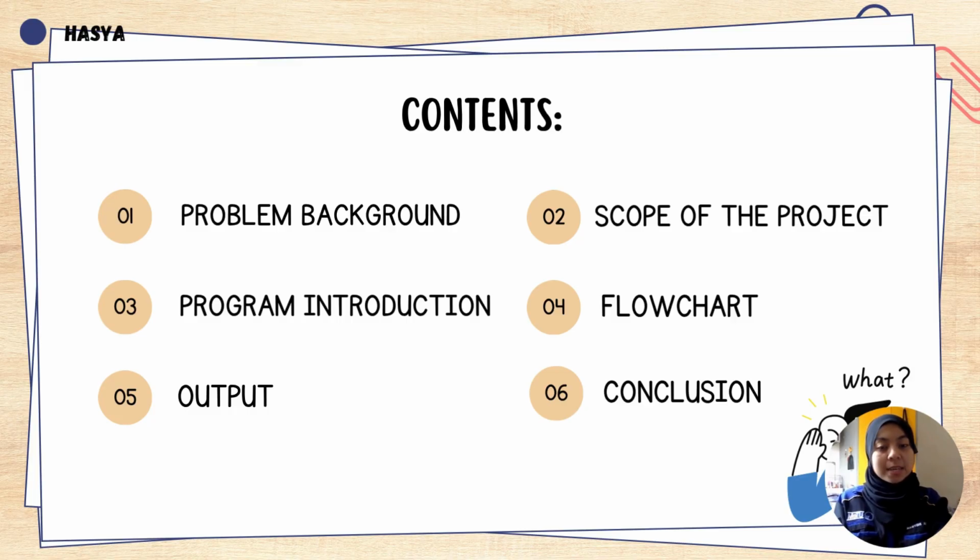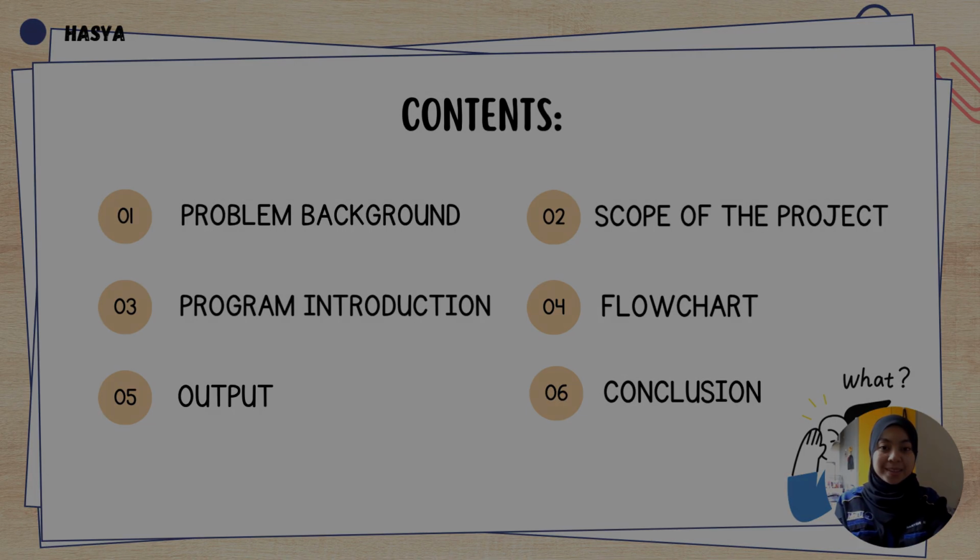Before we go further, here's the overview of our presentation content. We'll begin with program background, followed by program introduction, and next we'll explain our flowchart and the project scope as well as show the output of our systems. And finally, we'll end with a conclusion to summarize everything.